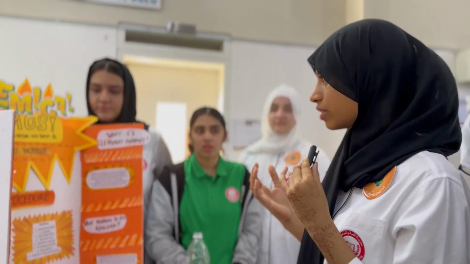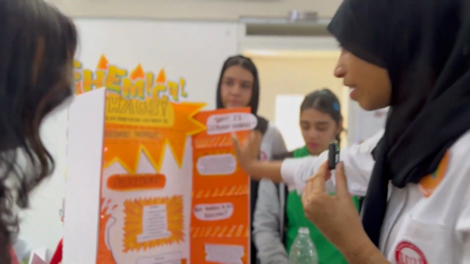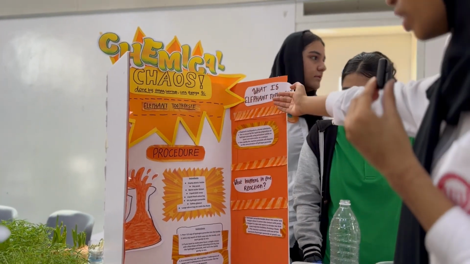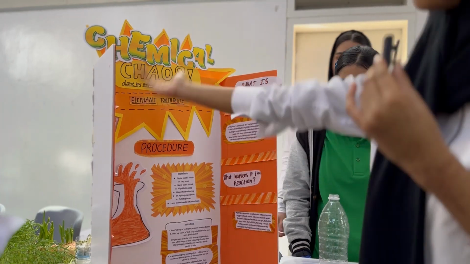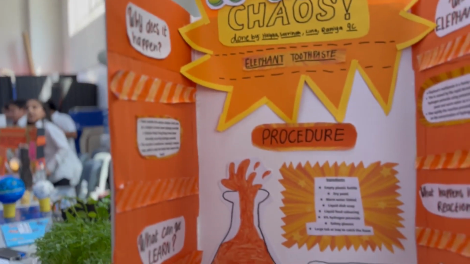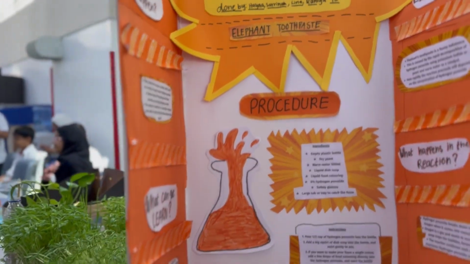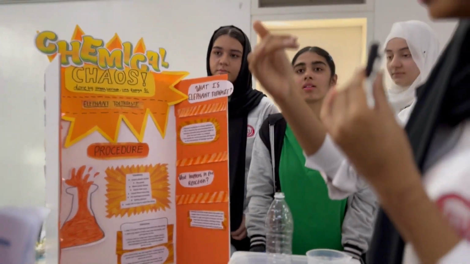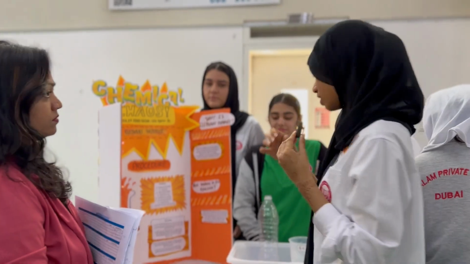For exo or endothermic. So as you can see in the panels, we have listed the procedure in the middle. What is elephant toothpaste? What happens in the reaction? Why does it happen? And what can we learn from it? We know elephant toothpaste is a foamy liquid substance caused by the rapid decomposition of hydrogen peroxide using yeast.